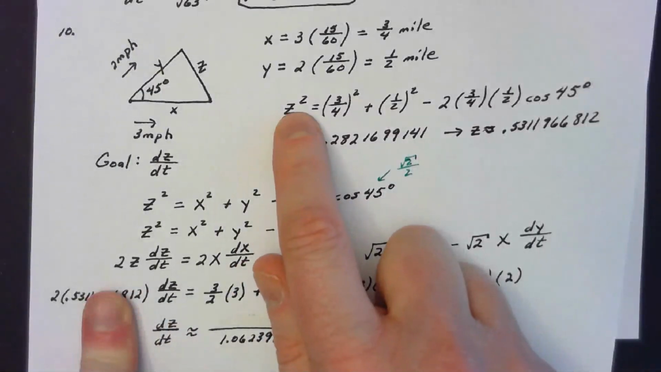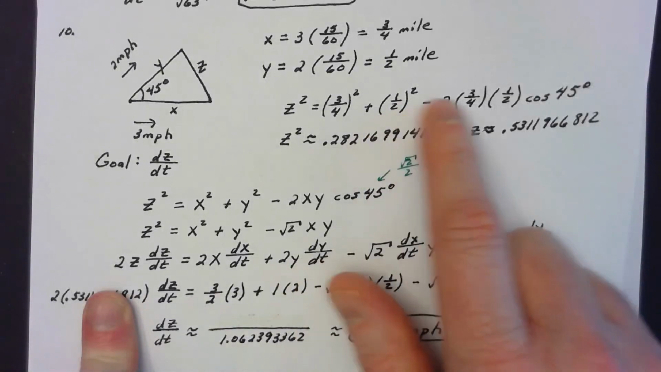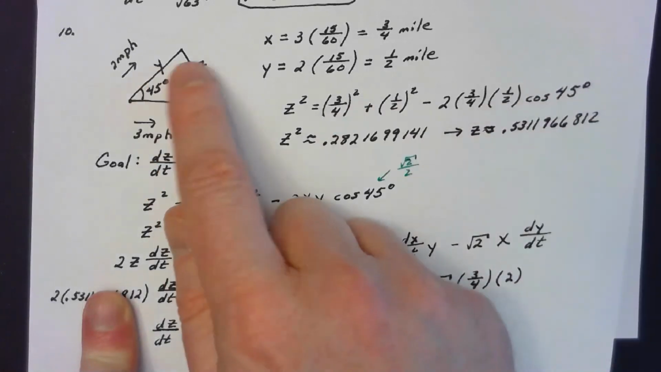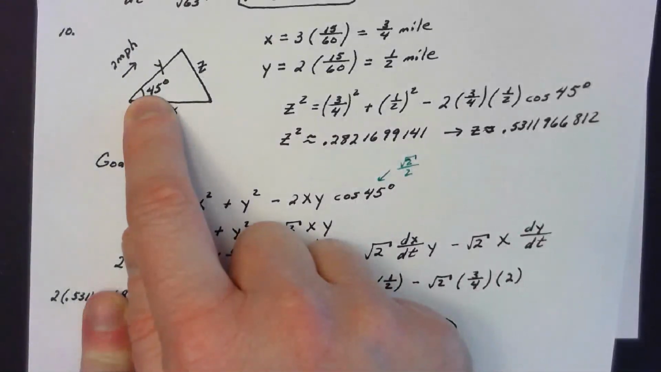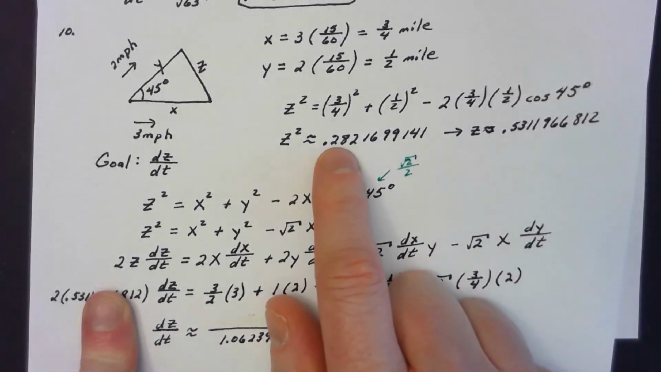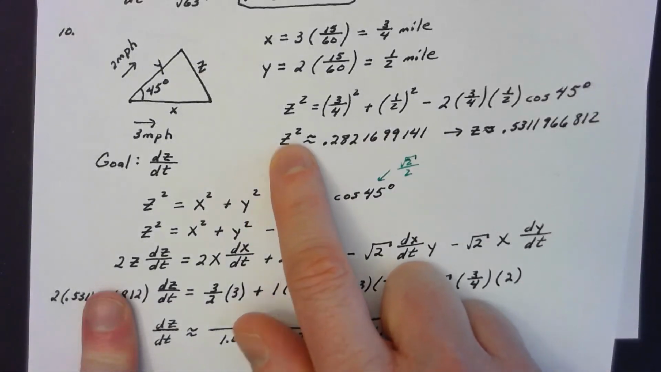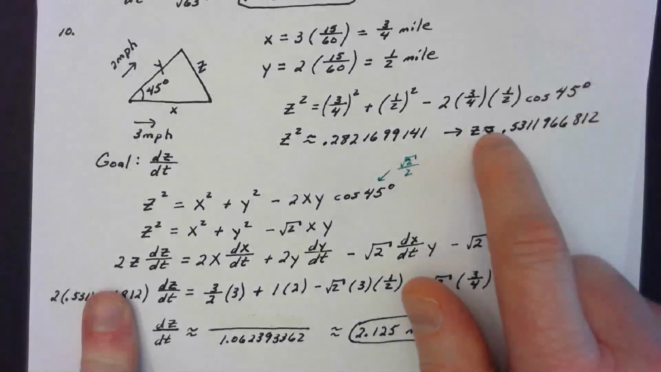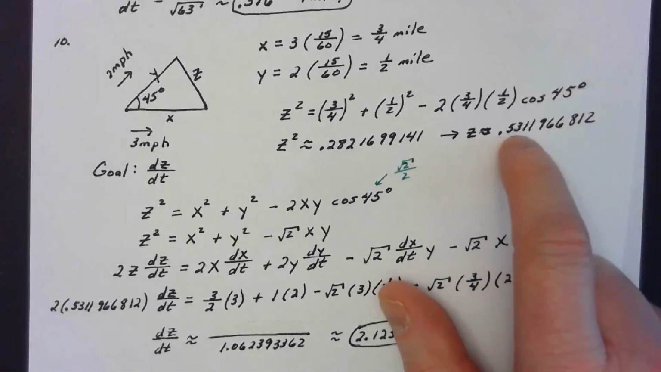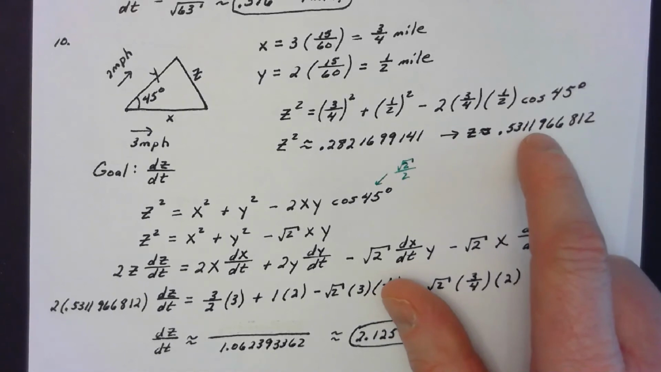So I say, well, z squared is just the sum of the squares of the other two sides minus 2 times the product of the other two sides times the cosine of the angle opposite the side I'm looking for, which is the cosine of 45 here. I plugged this expression into the calculator, and I got 0.282169941 for z squared. We need the square root of that. I have an ugly approximately equal to sign there. My ink kind of blobbed. And I got 0.5311966812 for my value of z.